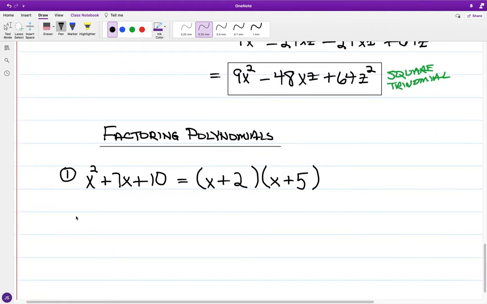Now, if we have, let's say, going back to another difference of squares, we have something like x squared minus 64.